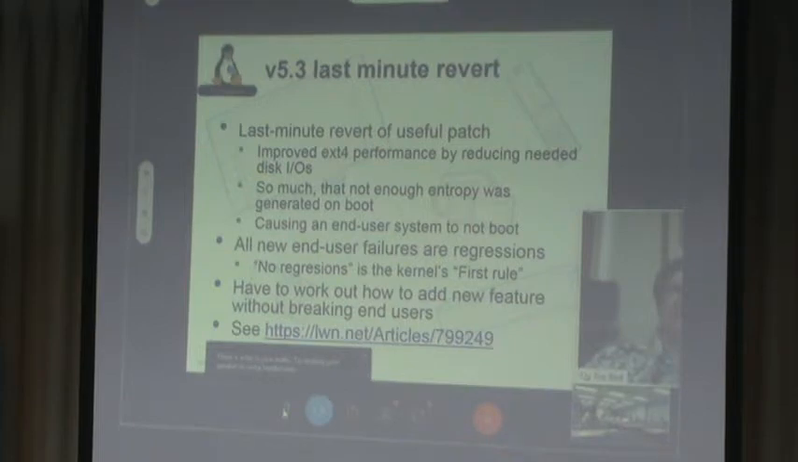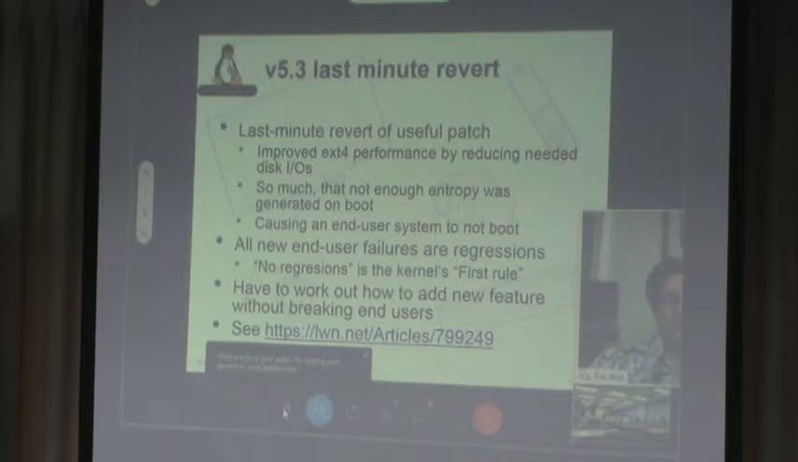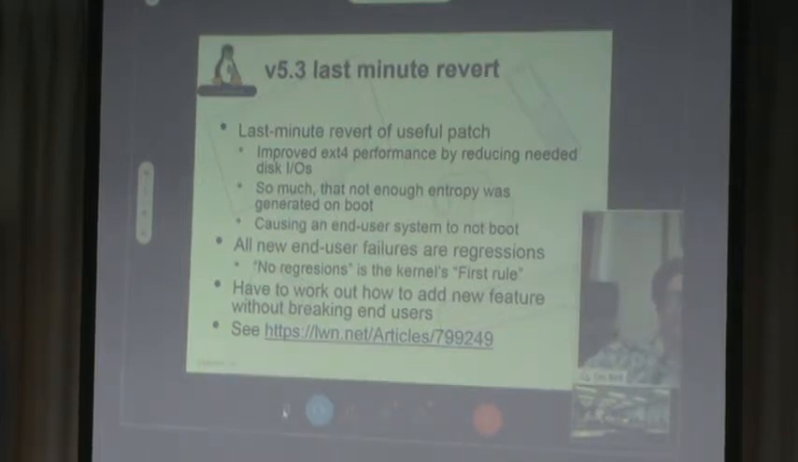And it's like, oh, well, that's just dumb. You shouldn't have a boot failure because of lack of entropy. That's kind of silly. But the first rule of kernels is that we don't break end users. Doesn't matter what the reason. So all new end user failures are considered regressions. People have gone in and tried to figure out what is going on here. But Linus used it as an opportunity to say, this is how important the first rule is: we will even back out performance enhancements that are really, really desirable because we don't break people's systems.